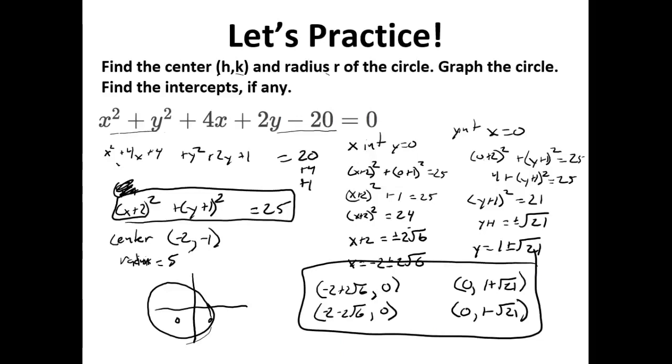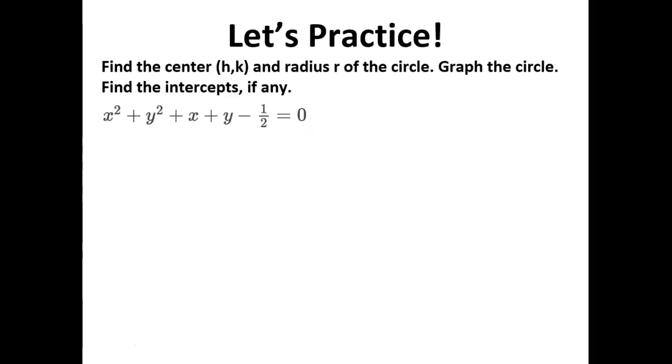for our intercepts. This one here is the same thing, except this one just has a fraction. Find the center and radius. Well, before we can do that, we're going to have to write this equation in standard form. So I'm going to collect the x's: x squared plus x, plus y squared, collect the y's, plus y is equal to, I'm just going to move the 1/2 over to the other side right away. To complete this square, half of 1 is a half, squared is 1/4.